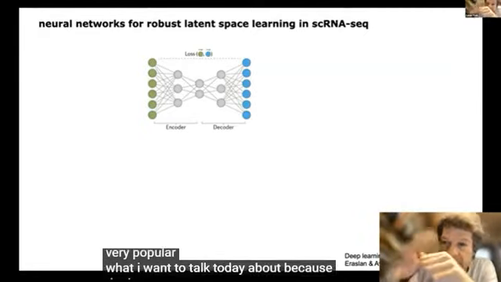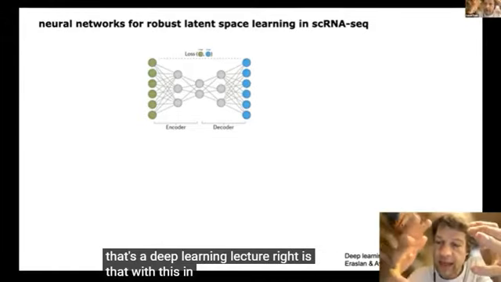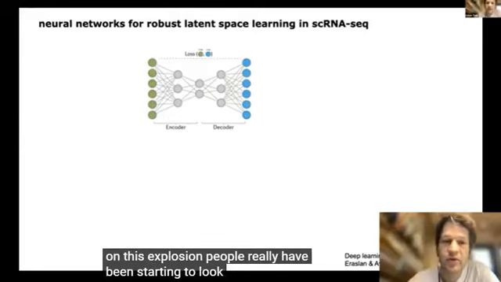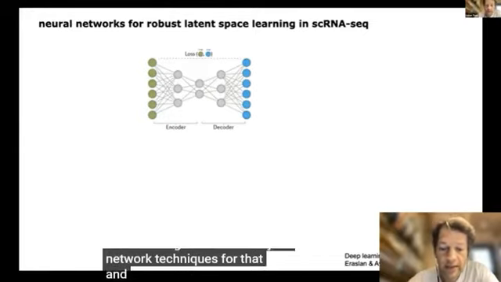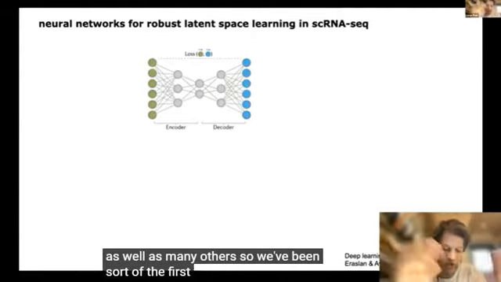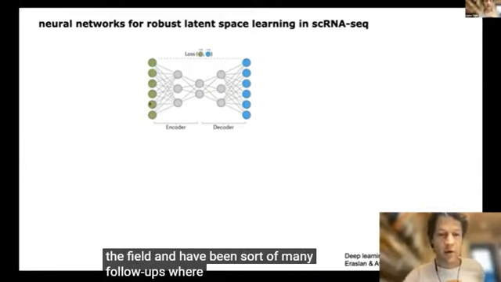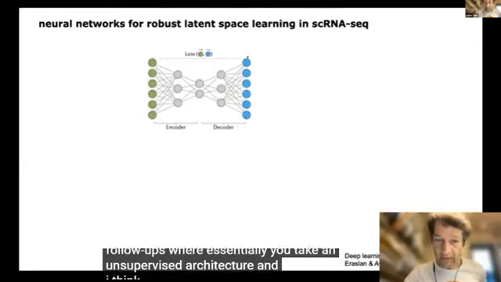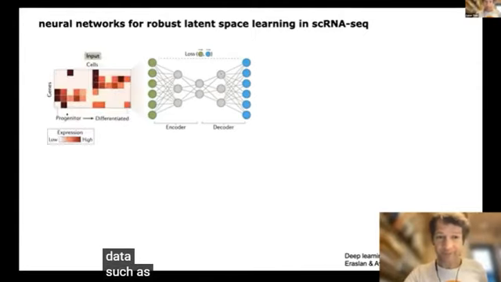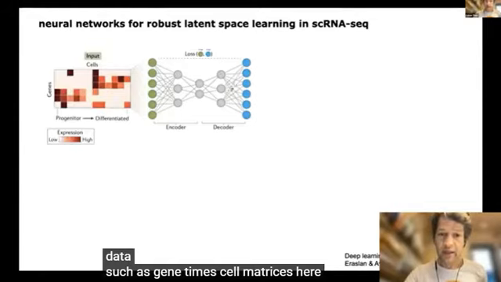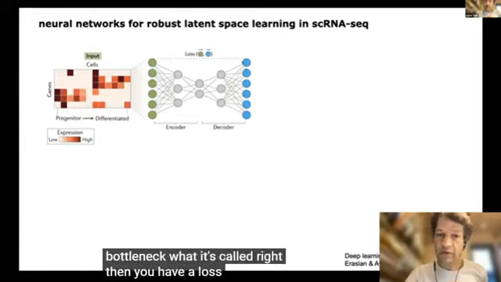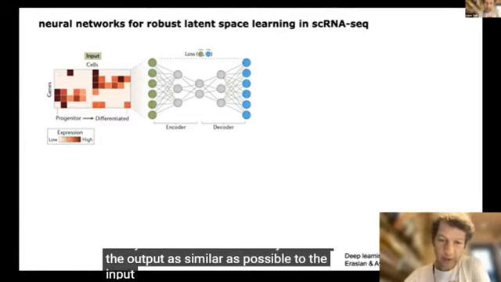What I want to talk about today, because that's a deep learning lecture, right, is that with this increase of data sets, or this explosion, people really have been starting to look also at neural network techniques for that. And for example, Nir Yosef, my lab, as well as many others, have been sort of the first to push this in that field, and there have been many follow-ups where essentially you take an unsupervised architecture. And I think you all have seen this type of autoencoder architecture. You feed in data, such as gene times cell matrices here. Then you squeeze it down, you blow it up again, so you make them go through this bottleneck, as it's called, right? Then you have a loss function, you make the output as similar as possible to the input.